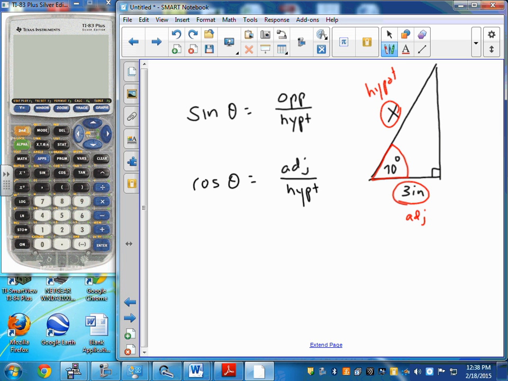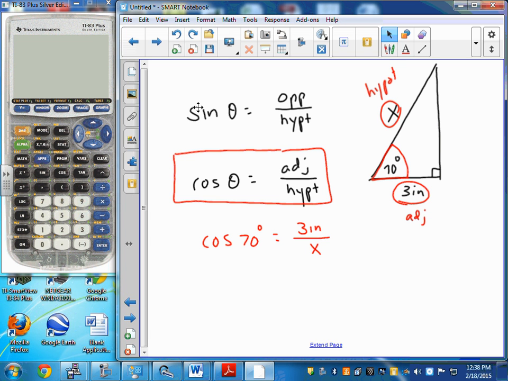So the way I would play with this is to look at this cosine ratio, and I just put in all the stuff I know. The cosine of 70 degrees, that's the angle, is the adjacent side, which is 3 inches, divided by the hypotenuse, which is x. Now, solving equations like this can be a little tricky.